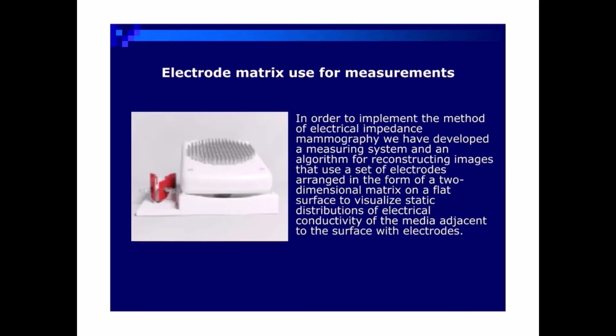Electrode matrix used for measurements. In order to implement the method of electrical impedance mammography, we have developed a measuring system and an algorithm for reconstructing images that use a set of electrodes arranged in the form of a two-dimensional matrix on a flat surface to visualize static distributions of electrical conductivity of the media adjacent to the surface with electrodes.